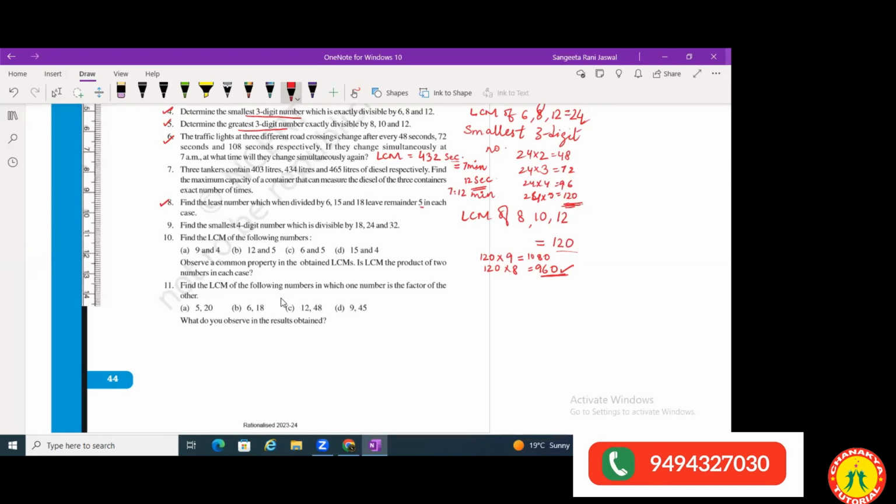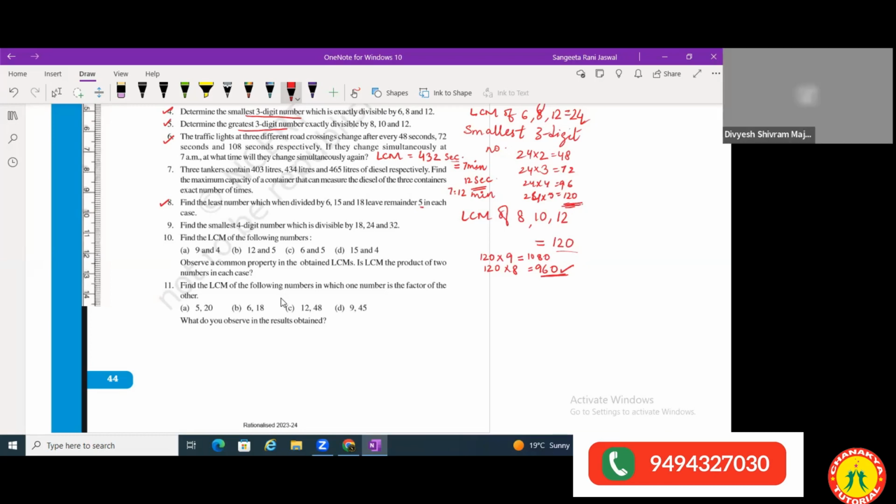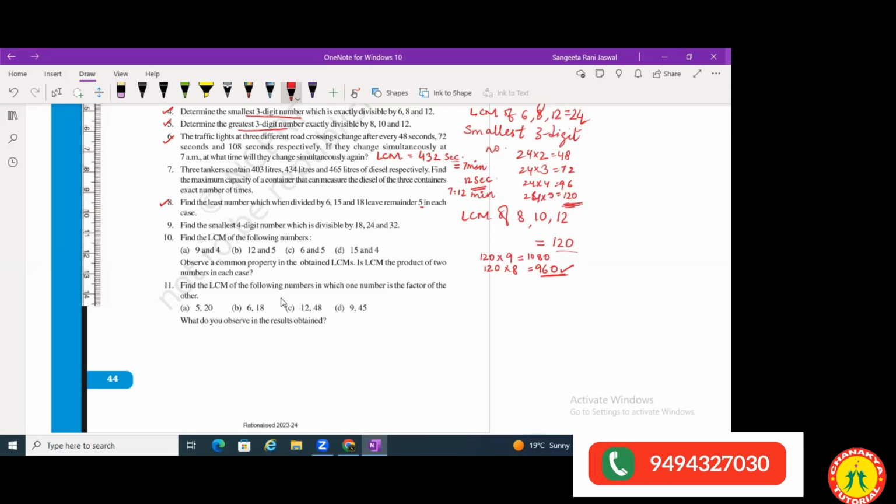So what will you do in this case? Ma'am, we should find the HCF and add 5 to it. Look here, the least number which when divided by 6, 15 and 18 leaves remainder 5, you will find the LCM of 6, 15 and 18. Please find the LCM. Whatever LCM you get, you will add 5 to it.